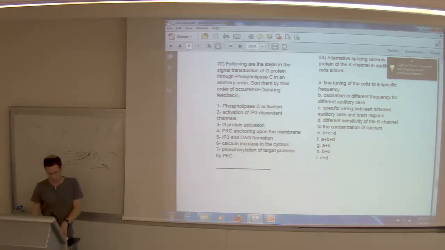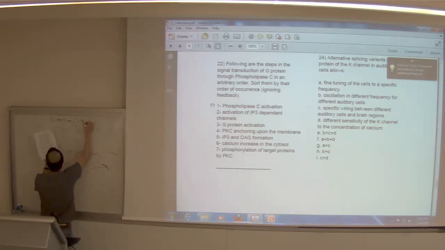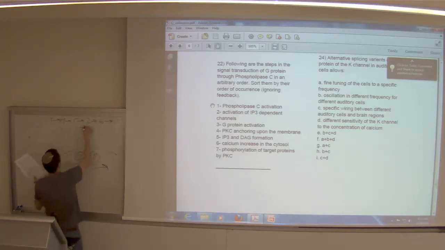Okay, so I would tell you, everything starts with 3, G protein activation. Afterwards, it activates the phospholipase C. So 3 follows. I would just write it, so you would have a definite answer. Six. 4.